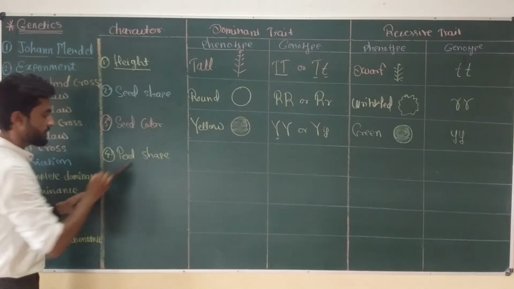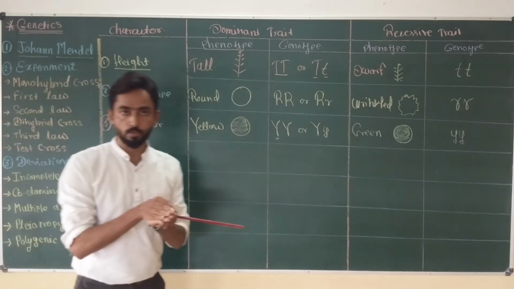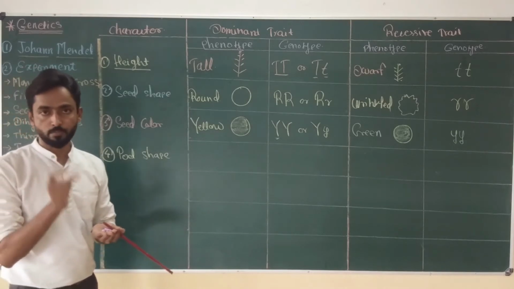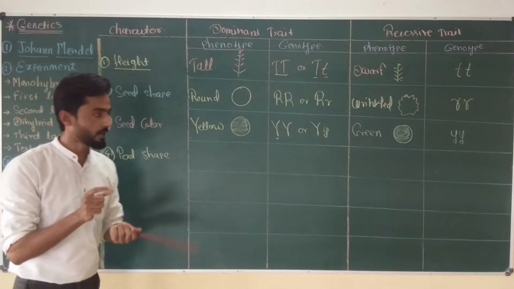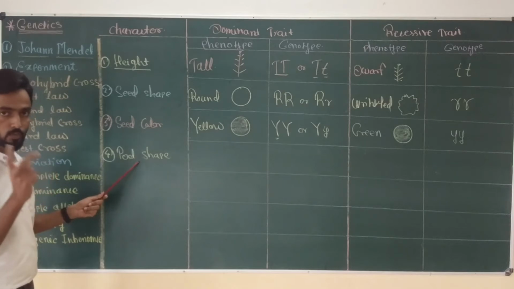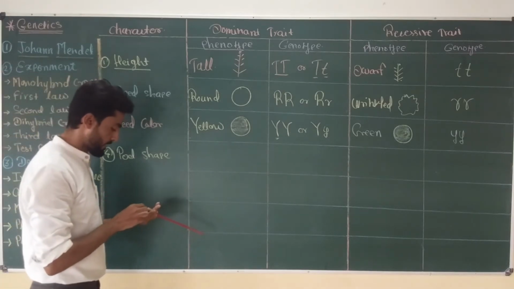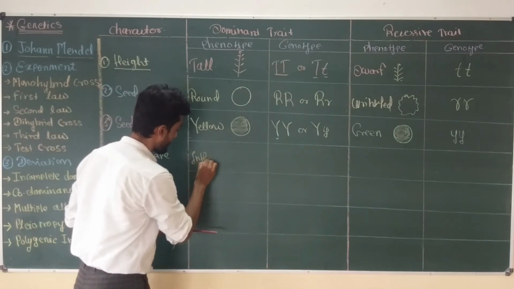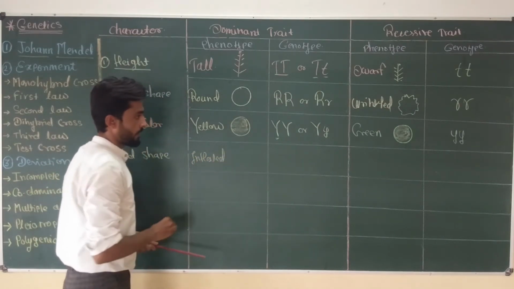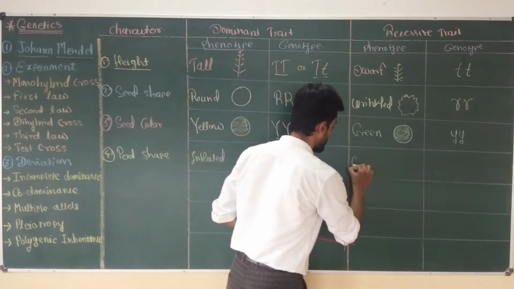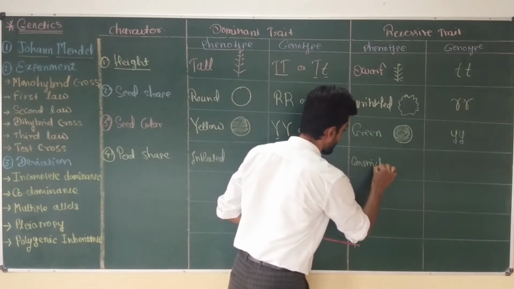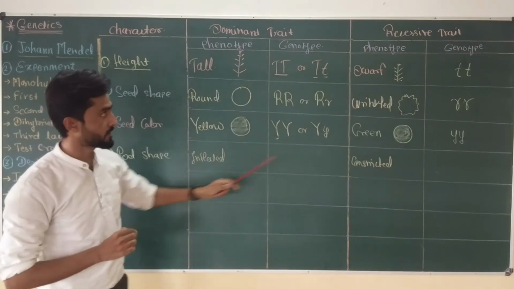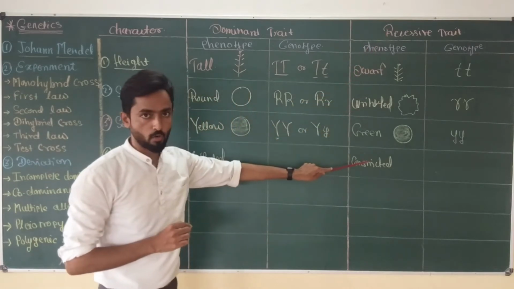Pod is the structure which holds the seed, which encloses the seed. We know there are different shapes of pod present in the angiospermic plant. In the case of the garden pea plant, two different shapes are present. Number one is inflated, and its recessive partner is constricted. What is the difference between inflated, which is the dominating character, and constricted, which is the recessive character?